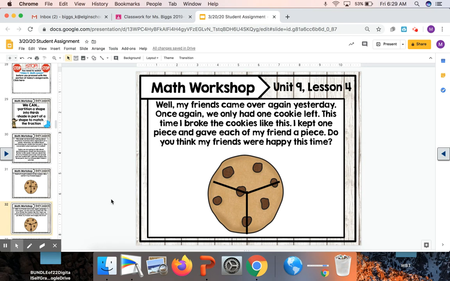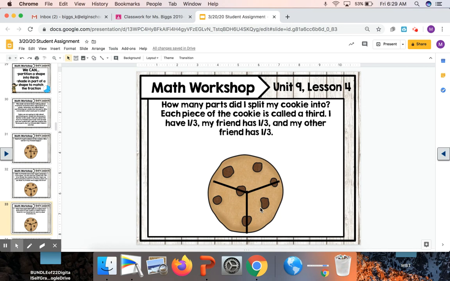Well, my friends came over again yesterday. Once again, we had only one cookie left. This time, I broke the cookie like this. I kept one piece and gave each of my friends a piece. Do you think my friends were happy this time? They sure were. How many parts did I split my cookie into?